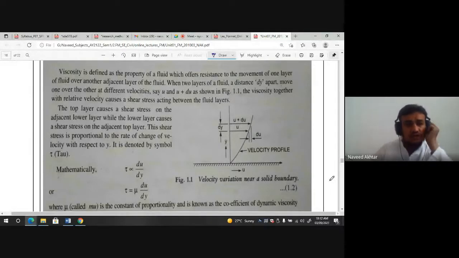Viscosity is defined as the property of fluid which offers resistance to the movement of one layer of the fluid over another adjacent layer of the fluid. So here you can see figure 1.1.